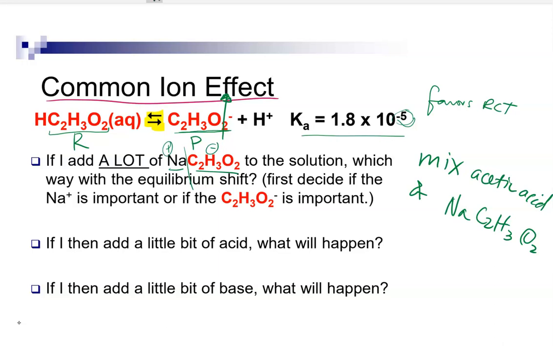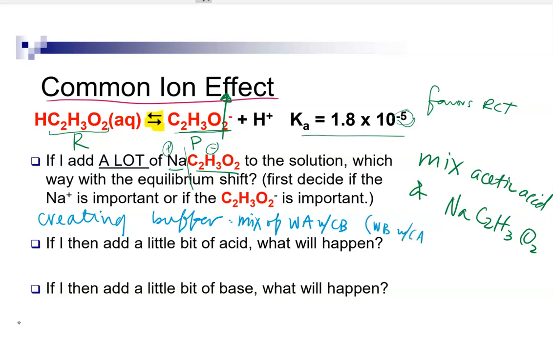So effectively, what we're doing is we are creating what is called a buffer. And a chemical buffer is a specific kind of mixture. A buffer has to be a mixture of a weak acid and its conjugate base, or you could have a weak base with its conjugate acid. We'll focus mostly on the weak acid mixtures.